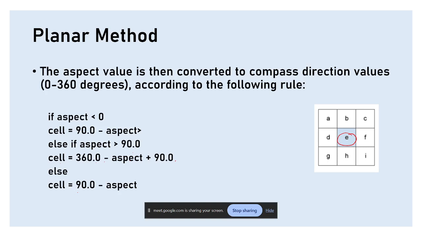Aspect value will always be represented in terms of compass direction value. Because of that, we give this particular logic: if the aspect is less than 0, a particular cell will have the value based on this equation. If the aspect is greater than 90, then you have to make use of this equation. Else you make use of this equation. This is something you are telling the software to do, and accordingly it will be calculated for all the cells.